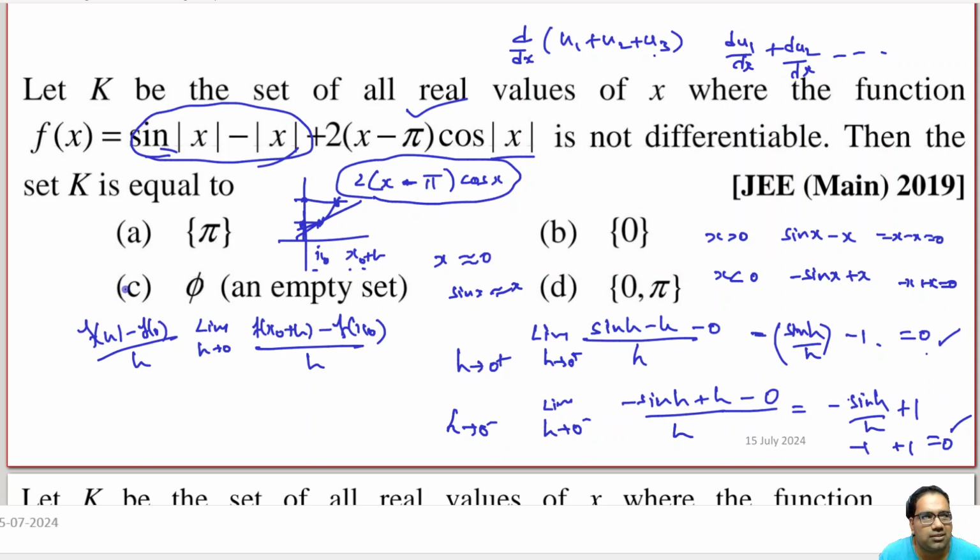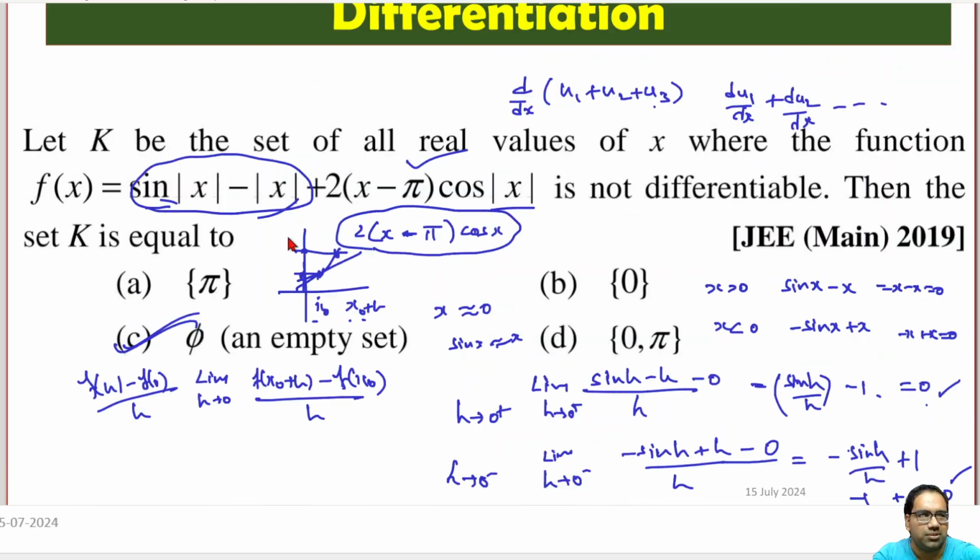So the correct answer: the set of real numbers where the function is not differentiable. There is no such set. It's an empty set. At all places this function is differentiable.